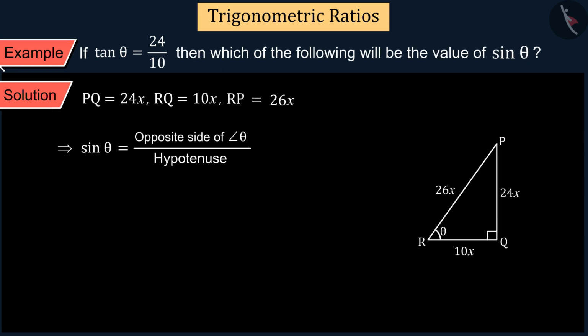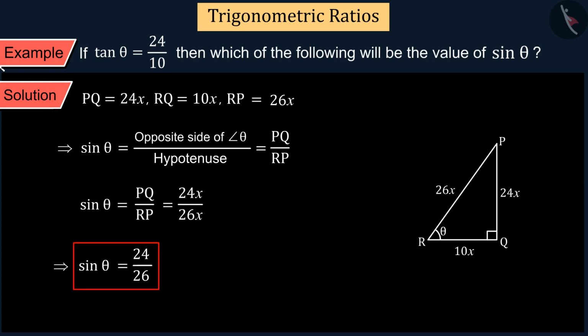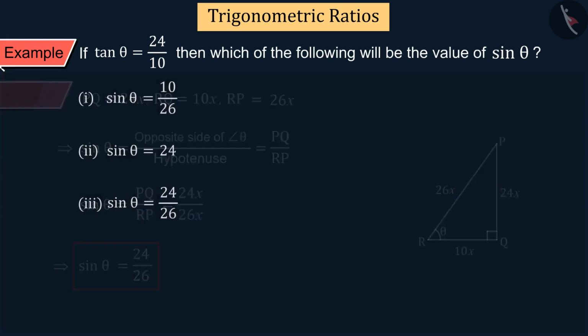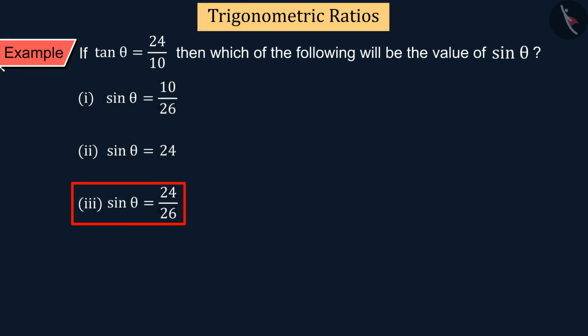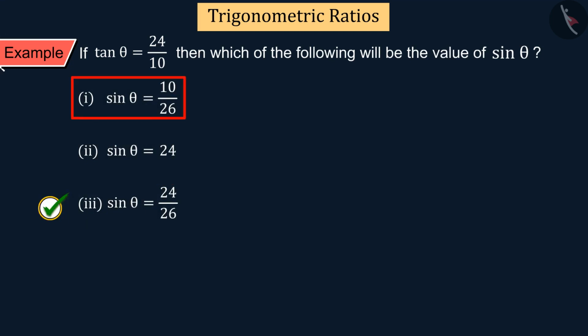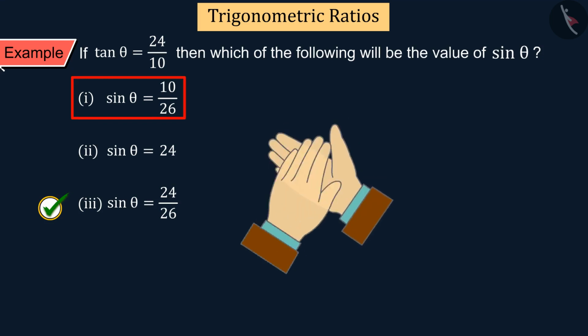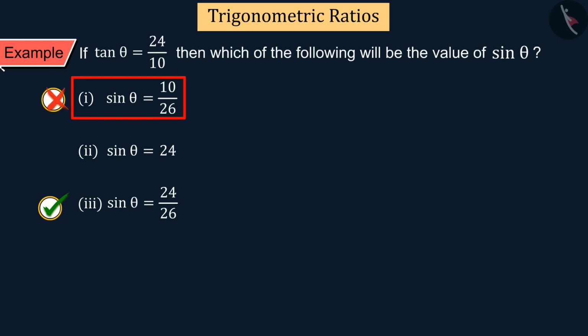of the angle to the hypotenuse of the triangle, which gives us PQ upon RP. Putting the value of PQ and RP, we get sin theta equals 24/26. So, we can say that option 3 is the correct answer. If you chose option 1, then it is a good try, but this is the wrong answer.